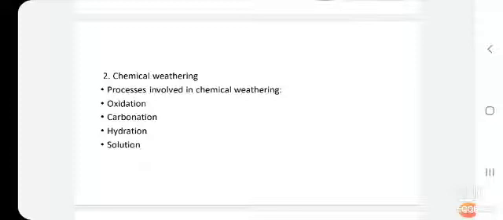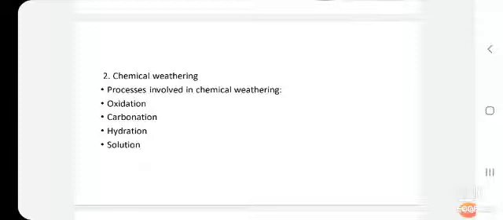Solution is the process in which the minerals in the rocks dissolve in water and seep below the ground through joints or cracks of rocks. For example, rainwater causes chemical disintegration of rocks like salt and gypsum. Children, these are the four processes. What are the four processes of chemical weathering?